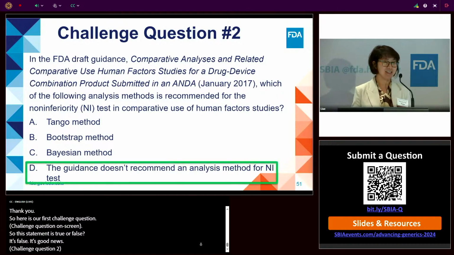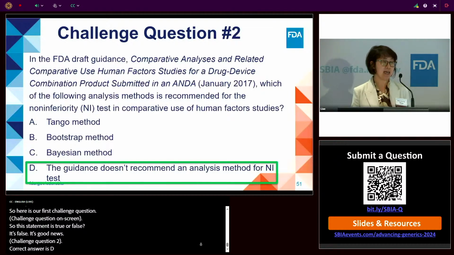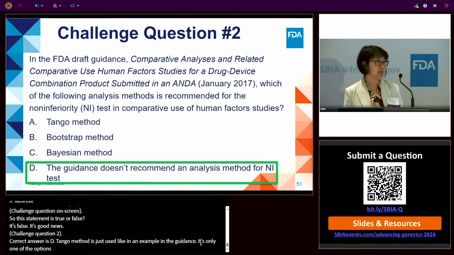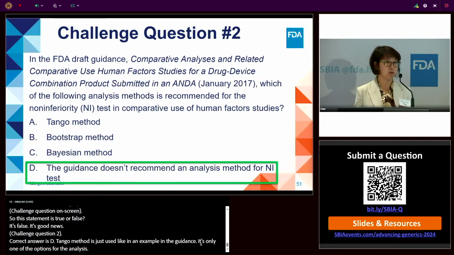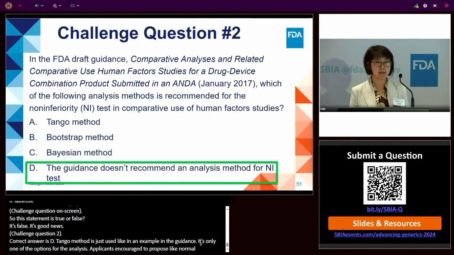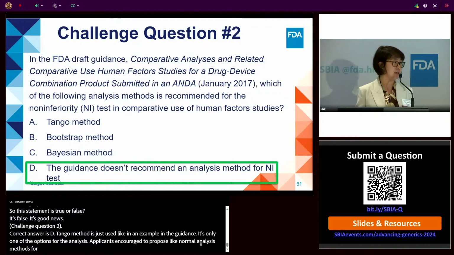Yeah, the correct answer is D. The Tango method was just used as an example in the guidance. It's only one of the options for the analysis. Applicants are encouraged to propose novel analysis methods for human factor studies. And the FDA is open for discussions.